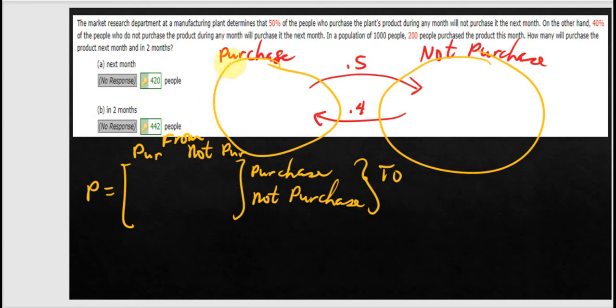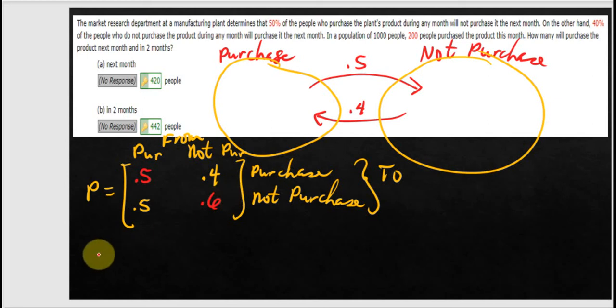So for those who purchase to don't purchase, that's 0.5, and those who do not purchase to purchasing, that's 0.4. Now from there we can fill in the rest since we're looking at the columns. So this has to be 0.5. When I add up 0.5 plus 0.5, I get 1, and this has to be 0.6.